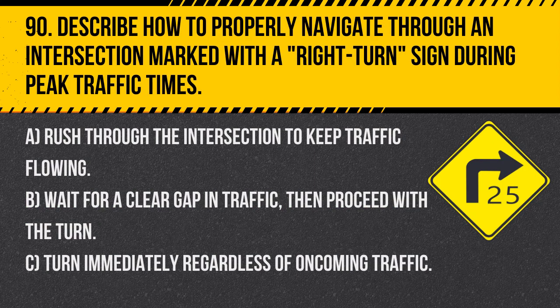Question 90. Describe how to properly navigate through an intersection marked with a right turn sign during peak traffic times. A. Rush through the intersection to keep traffic flowing. B. Wait for a clear gap in traffic, then proceed with the turn. C. Turn immediately regardless of oncoming traffic.